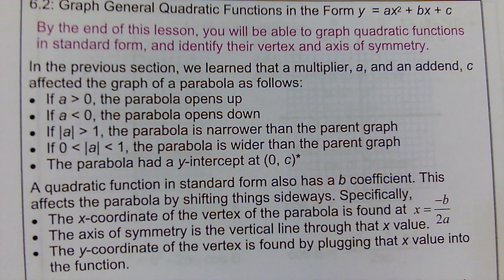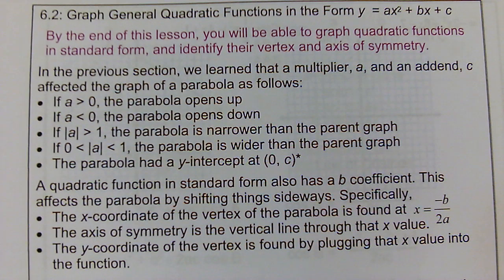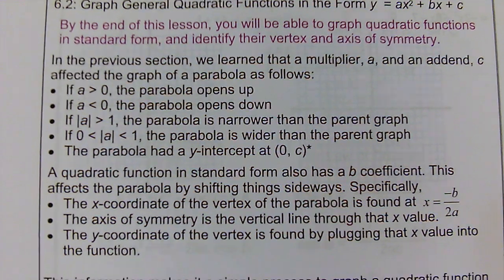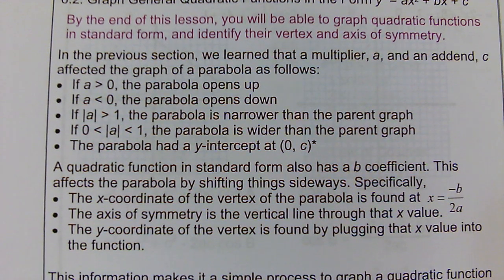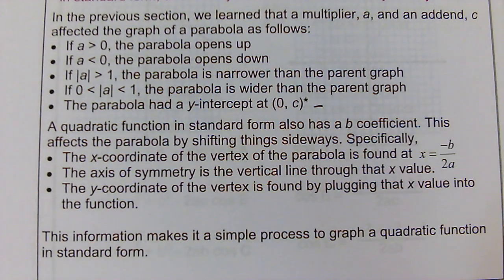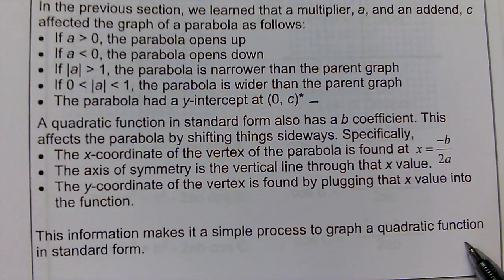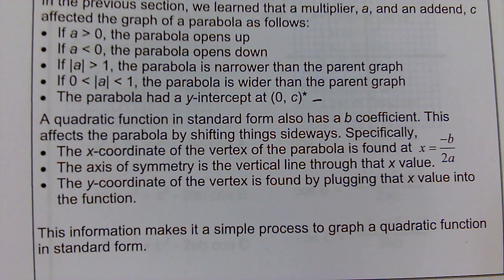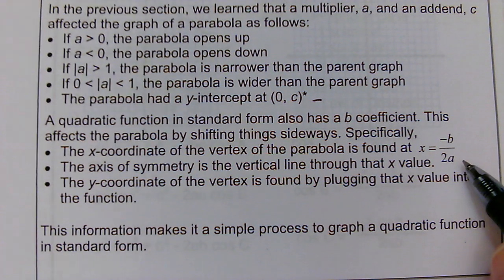Its y-intercept before was at 0, c when we didn't have a b value. But when we have a b coefficient, the vertex can move off of the y-axis. So in addition to the things that we had before, there is a change: the x-coordinate of the vertex is going to be at negative b over 2a.